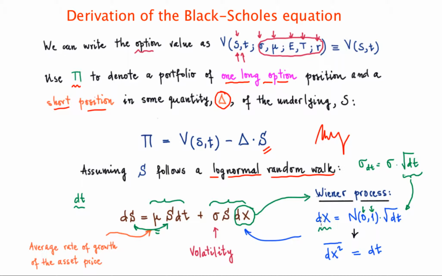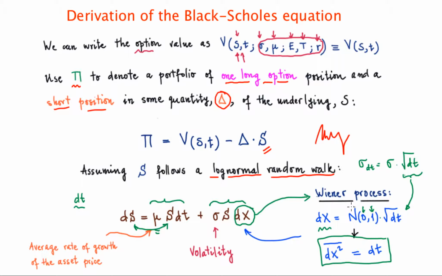Okay, so it's important to take into account that when we take the square of dx and make the average, the average of the square of this one will be 1. And the square of this one is dt. So the average of the square of dx, of this stochastic process, is proportional to dt.